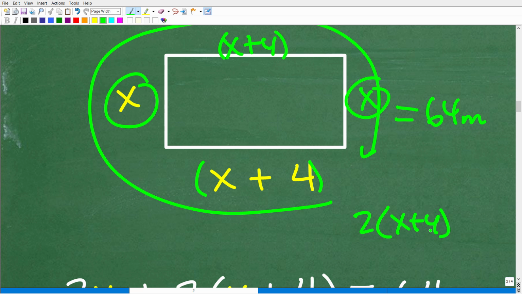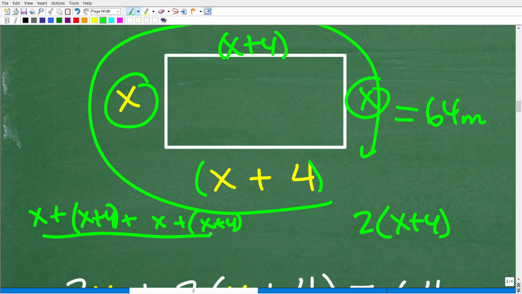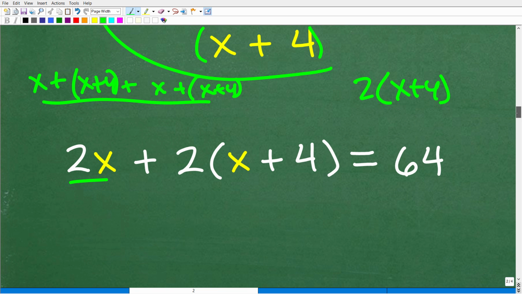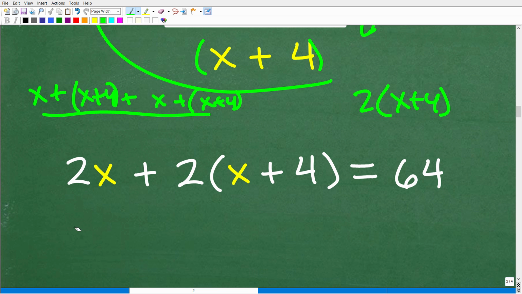Now, if you wanted to write this out as x plus 4 plus x plus x plus 4, that's perfectly fine as well. It just takes a little bit more room, but whether you did it this way or this way, it means the same thing. So this is the perimeter of our rectangle, where the length is 4 more than the width, and the perimeter is equal to 64 meters. That's how much we need to go around this particular rectangle.